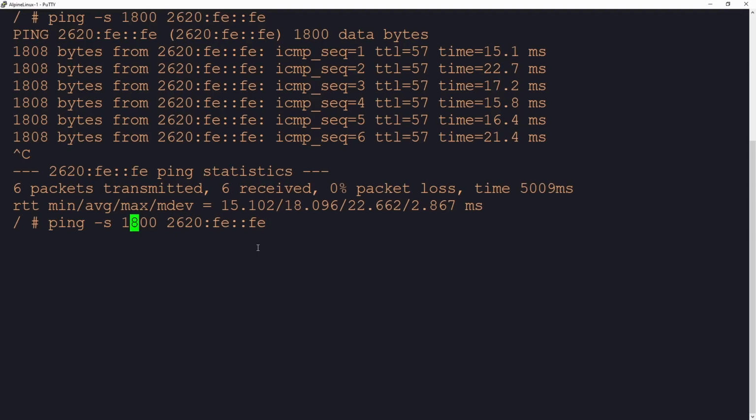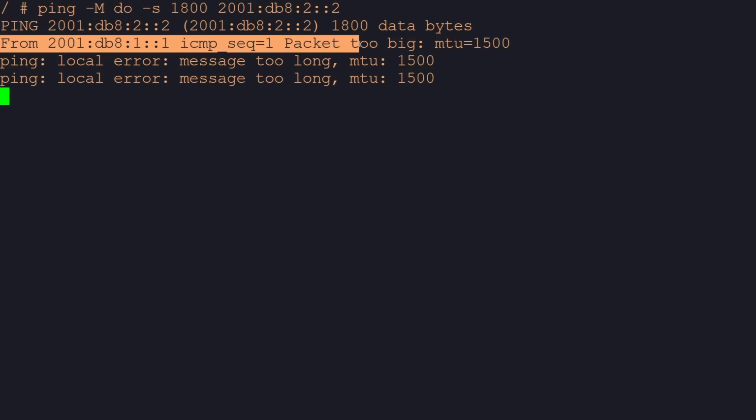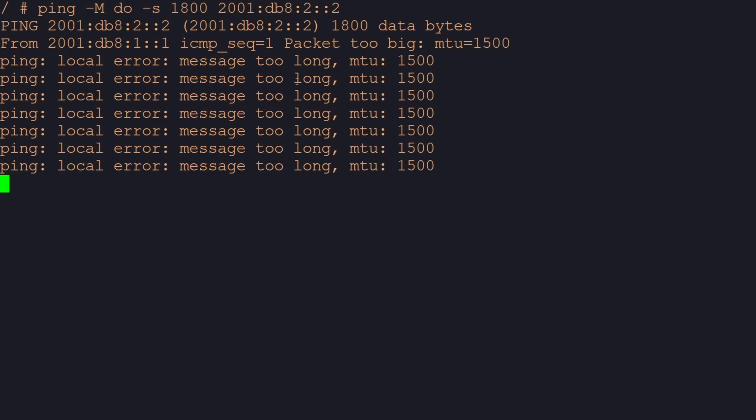So what if I wanted to stop doing that? What if I say MDO? So that stands for don't fragment. So we're going to try to send 1800 bytes, but we're not allowed to fragment them. Now I get an error, message too long. So message too long comes from Linux itself. Linux itself says I can't send that packet, it's too big. So I'm going to force it to send it on the wire. Let's see what the router does. So I got an ICMP reply that says packet too big, and then the local system says message too long.